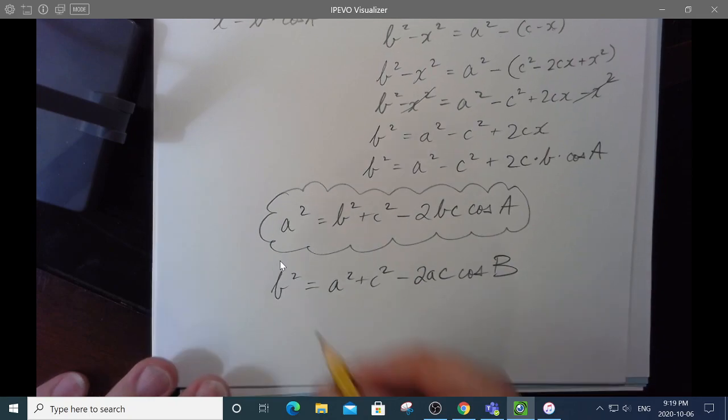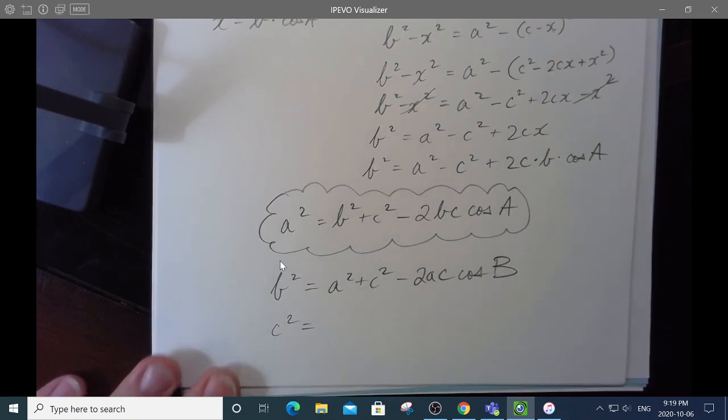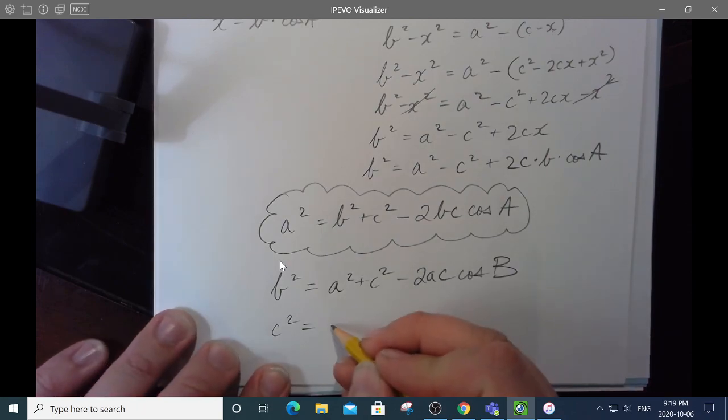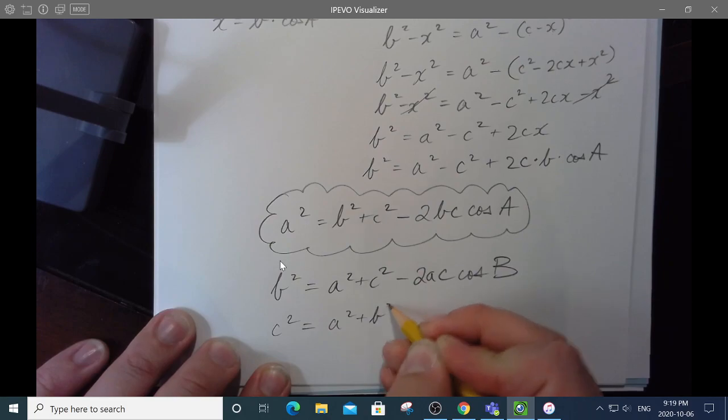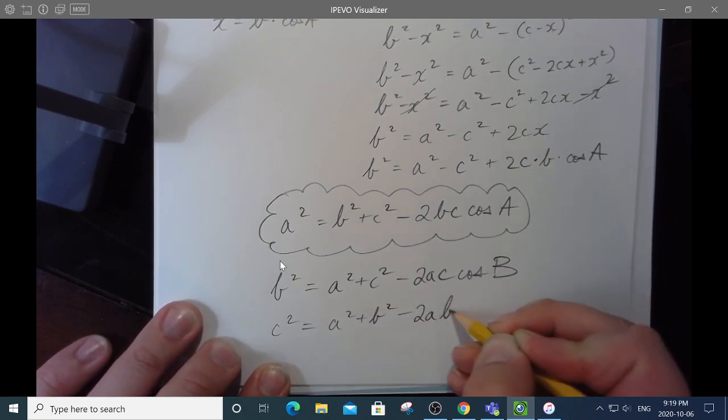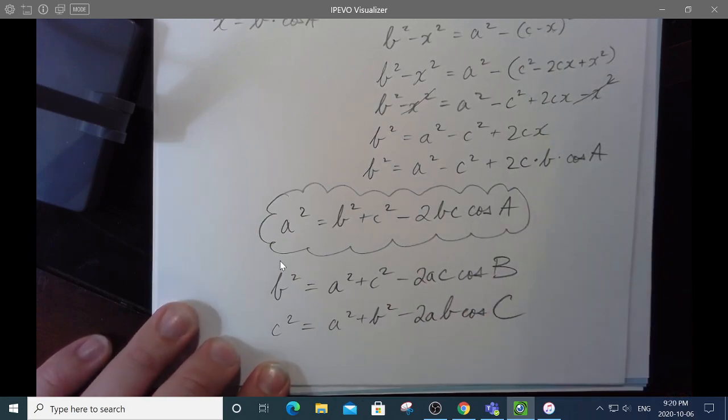Pause the video right now and see if you could figure out, without my help, what c squared would equal in the cosine law formula. Okay, try it yourself. Did you try it? Did you get a squared plus b squared minus 2ab cosine of angle c?